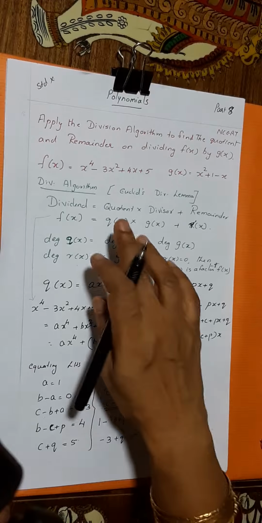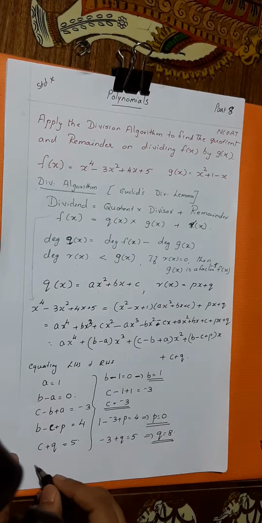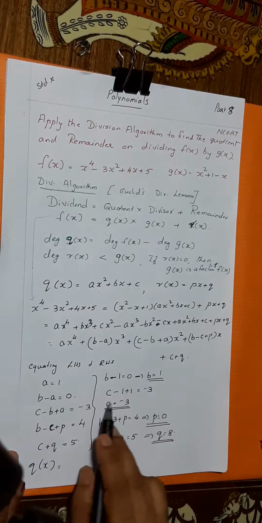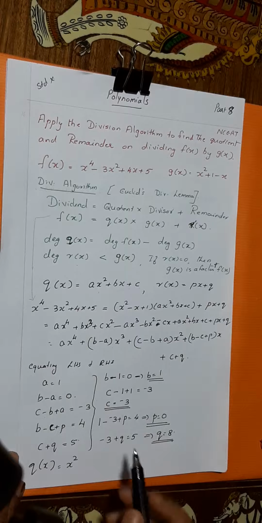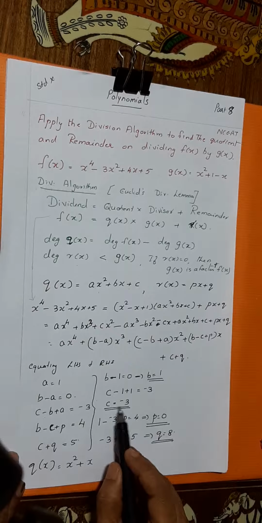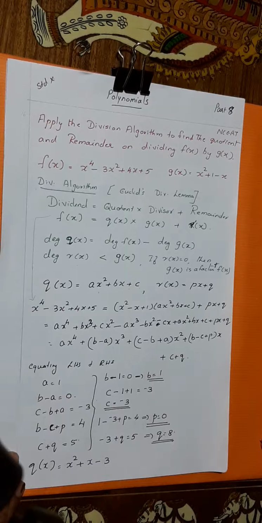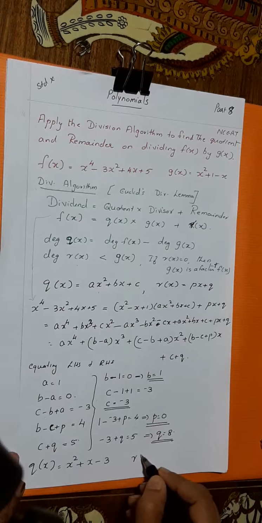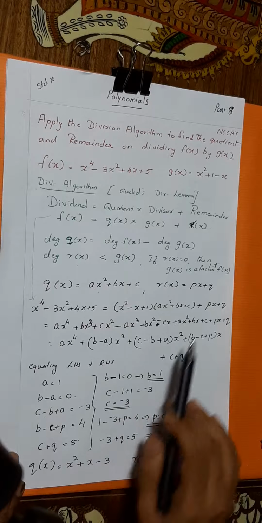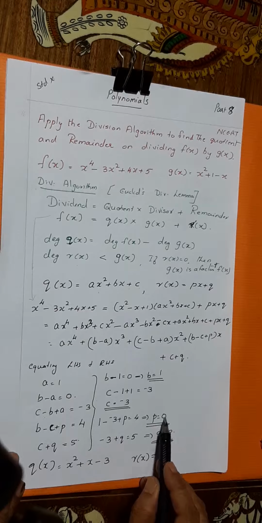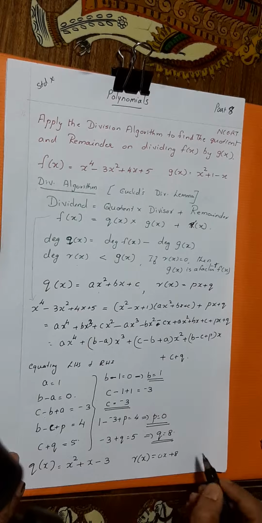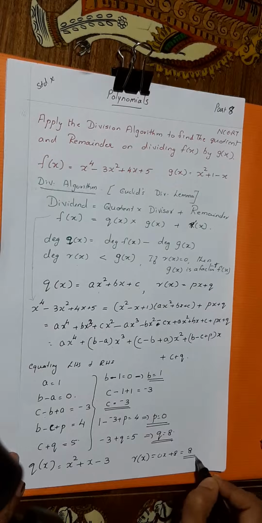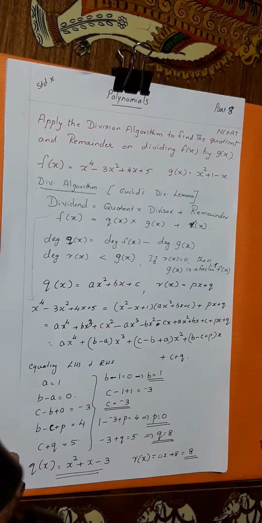So now we will write the quotient. Q of x is equal to a is 1, so x squared, and b is 1, so plus x, and c is equal to minus 3, so minus 3. Now the remainder r of x is equal to px plus q. So p is 0, so 0x plus q, q is 8. So that means the remainder is 8. So the quotient is this and the remainder is 8.